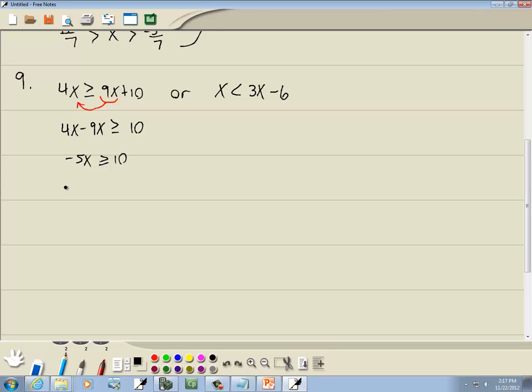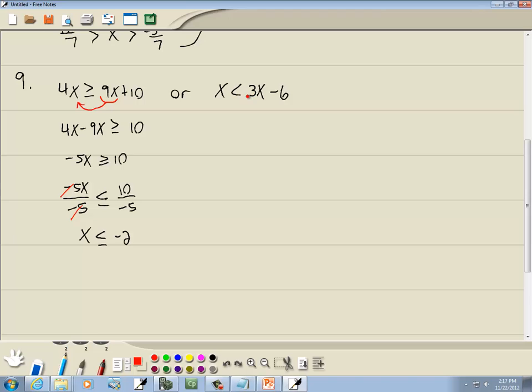Last step, divide both sides by the number in front of your x, which is a negative 5. When I divide by a negative number, I flip my inequality symbol. The greater than or equal to becomes a less than or equal to. So those negative 5s cancel away. So we got x is less than or equal to 10 divided by negative 5 is negative 2.